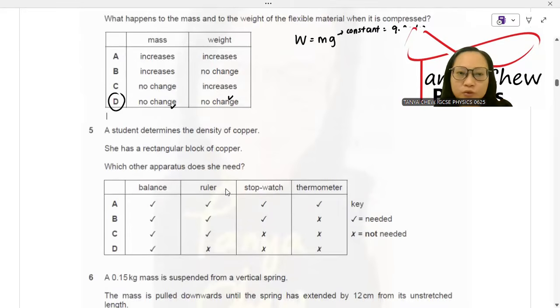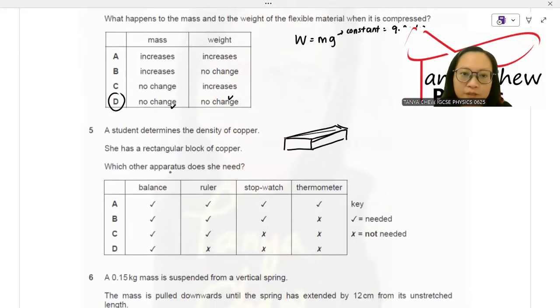Number 5, a student determines the density of copper. She has a rectangular block of copper like this maybe. Okay, this is the rectangular block. Okay, I'm bad at drawing. Okay, just like that. Rectangular block of the copper.